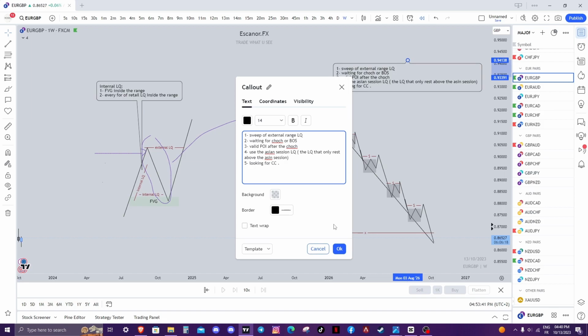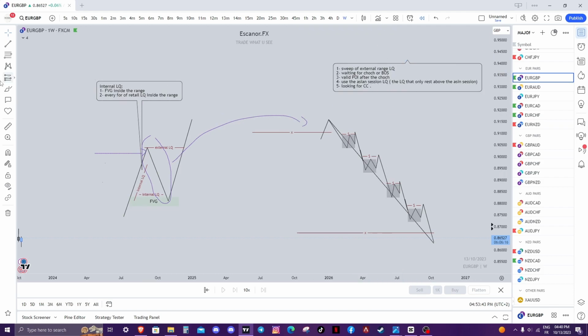And so it's clear enough, I think. The first thing after the swipe of liquidity here on our time frame, let's say we took this external range liquidity, we need to look for a change of character, okay, and look for a valid zone here to take a short. Then we're going to look for the Asia session to be formed, taking the high of the Asia session, looking for a confirmation candle and short again, and repeat the cycle till we reach the final point of liquidity.